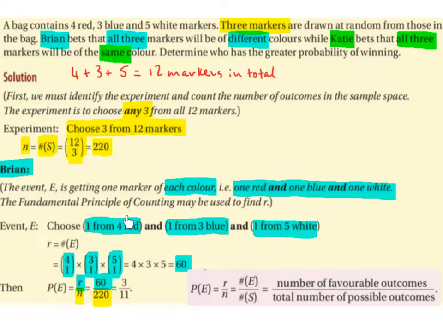So we have 1 from 4 red, which is really 4 choose 1, and, which means multiply, 3 choose 1, and, which is multiply, 5 choose 1. 4 choose 1 is 4, 3 choose 1 is 3, 5 choose 1 is 5. So 4 by 3 by 5, which is 60. So r is 60. Then the probability of E, the event, is r divided by n, which is 60 divided by 220, which simplifies to 3 over 11. Remember r is the number of favourable outcomes, and n is the total number of possible outcomes.